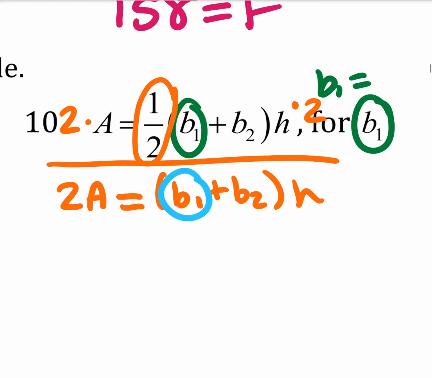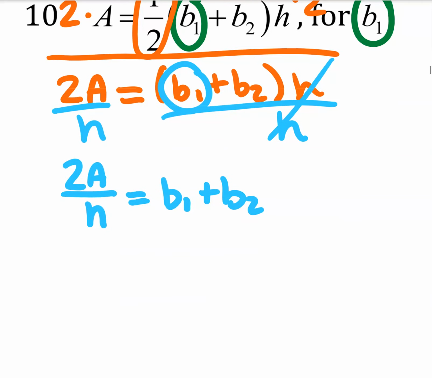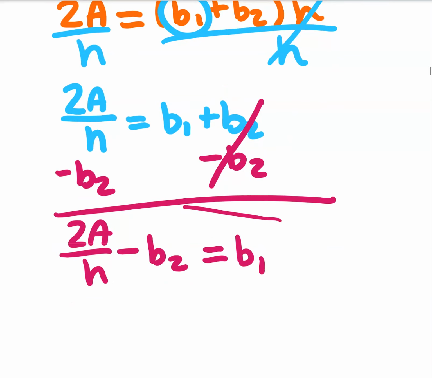Let's get rid of the h next. The h is being multiplied, so we're going to divide to get rid of it. So 2a over h equals b1 plus b2. And now I'm on my last step. I'm going to move the b2 away from the b1. So 2a over h, which is its own fraction, minus b2 equals b1. And that's going to be your final answer.